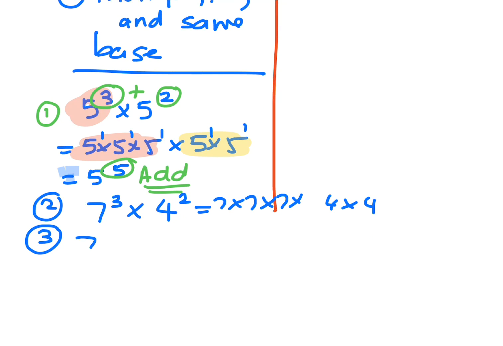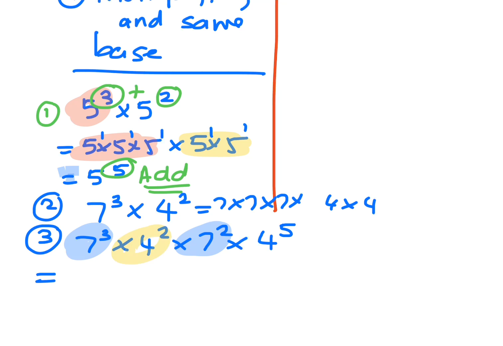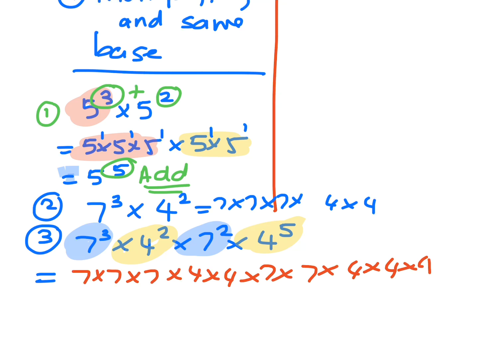But if you did have 7 to the 3 times 4 to the 2 times 7 to the 2 times 4 to the 5, then basically what you can do is you can group the 7s together because they have the same base, and you can group the 4s together because they have the same base. So you go 7 times 7 times 7 times 4 times 4 times 4 times 7 times 7, and then 4, you do it 5 times.